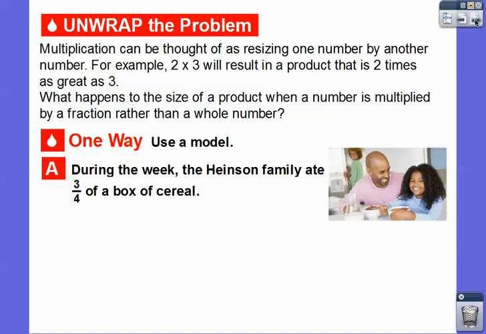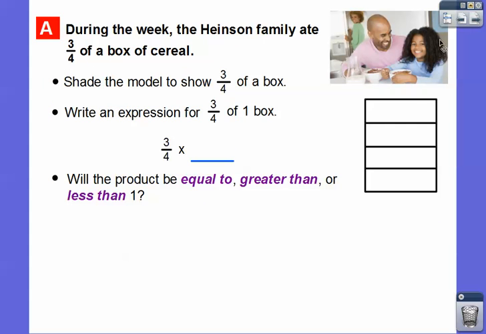During the week, the Heinzen family ate 3/4 of a box of cereal. So here's our whole box of cereal right here, and notice it's cut up into 4 equal pieces, because our denominator is in terms of fourths. Here it says shade the model to show 3/4 of the box. So this is 4/4, one whole box. So for 3/4, we're going to shade those 3 right there.